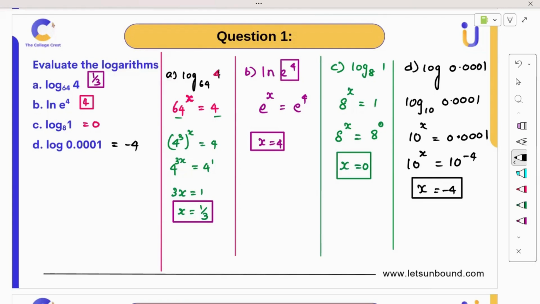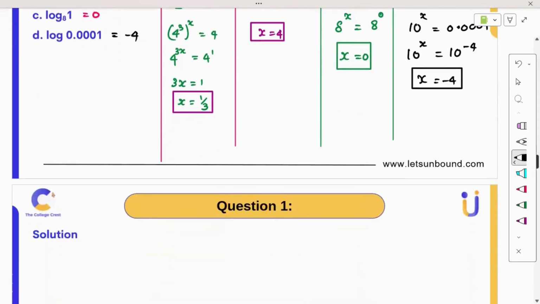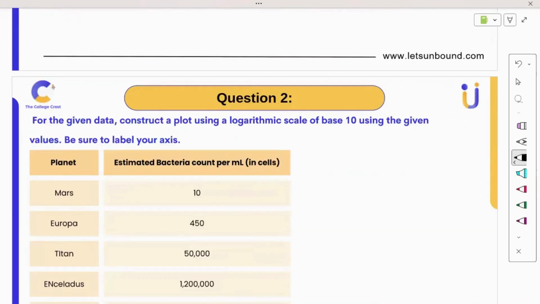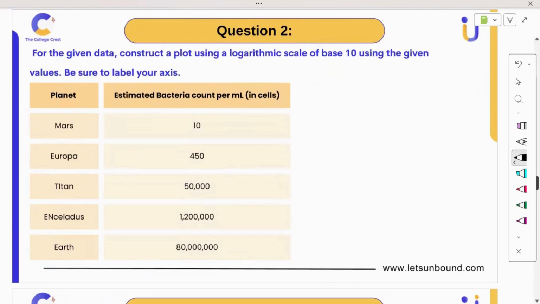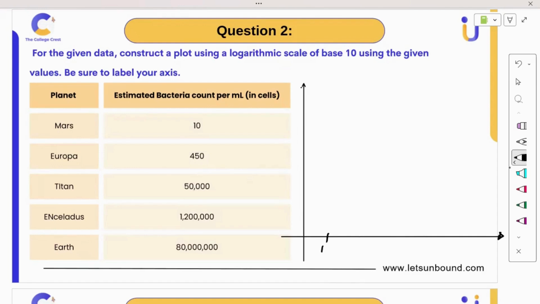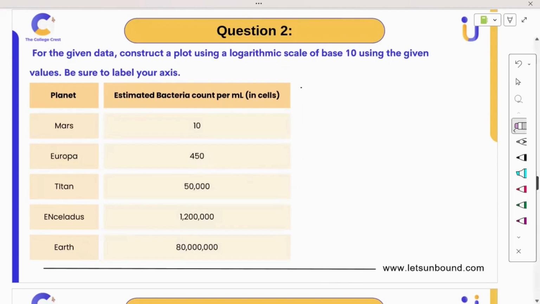You can try this with a calculator also. It's kind of simple. Now, moving to question number 2. For the given data, construct a plot using a logarithmic scale of base 10 using the given values. Be sure to label your axis. Actually, we can represent this like this, a logarithmic scale with Mars, Europa, something like this. One more way is just taking a 1D scale.